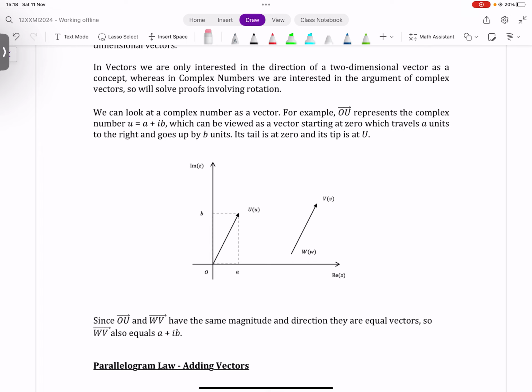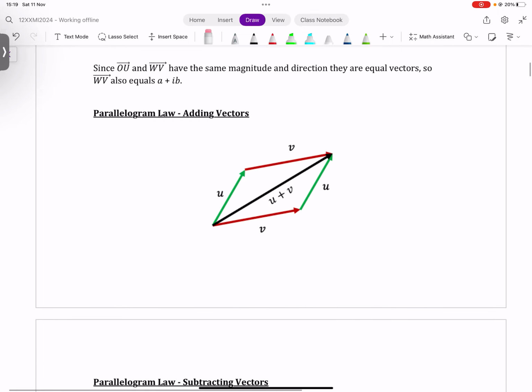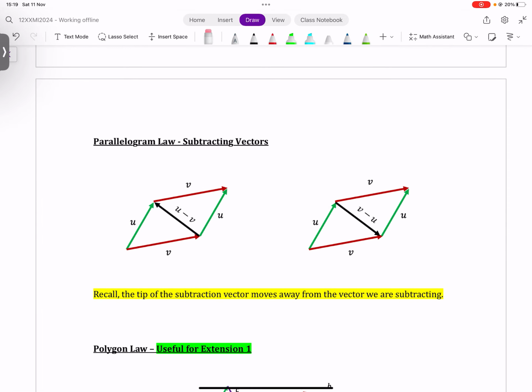Now we've talked about the Argand diagram before, and we're going to be using the Argand diagram and lots of different concepts involving that to solve these vector problems. So before we actually have a look at some examples of complex numbers as vectors, we're going to remind ourselves of a few laws. So we've got the parallelogram law of adding vectors. We've seen that in extension 1. So U plus V is the diagonal of the parallelogram. Subtracting vectors, remember the subtraction vector moves away from the vector we are subtracting. So in extension 1 I said the head of the second vector goes to the head of the first vector.